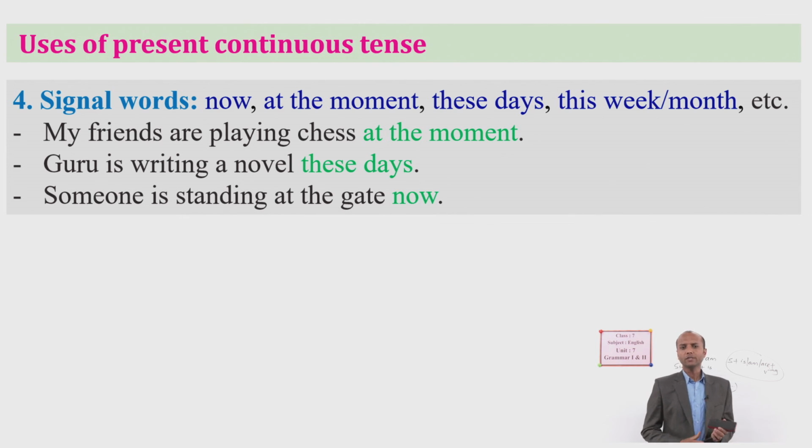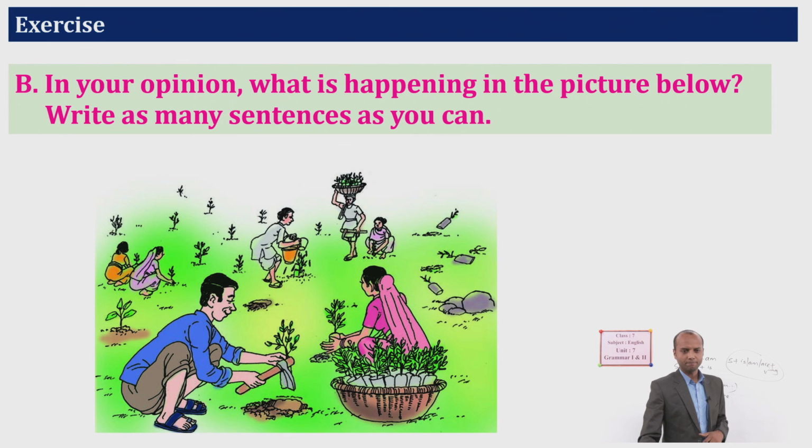Okay. Next use. So how do you know that a sentence belongs to present continuous tense? If your sentence has, for example, now, at the moment, these days, this week or month, etc., you say this sentence belongs to present continuous tense. For example, my friends are playing chess at the moment. Look, Guru is writing a novel these days and someone is standing at the gate now. Clear? Okay. So let's do the activity then.